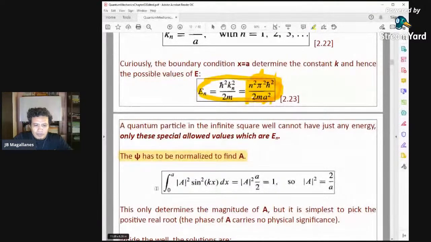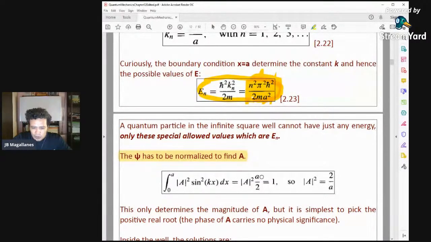So you can neglect that, and then you can only integrate from 0 to a, because beyond a, from a to positive infinity, is useless because there's no wave function there. So you have this integral, and then you have a square.